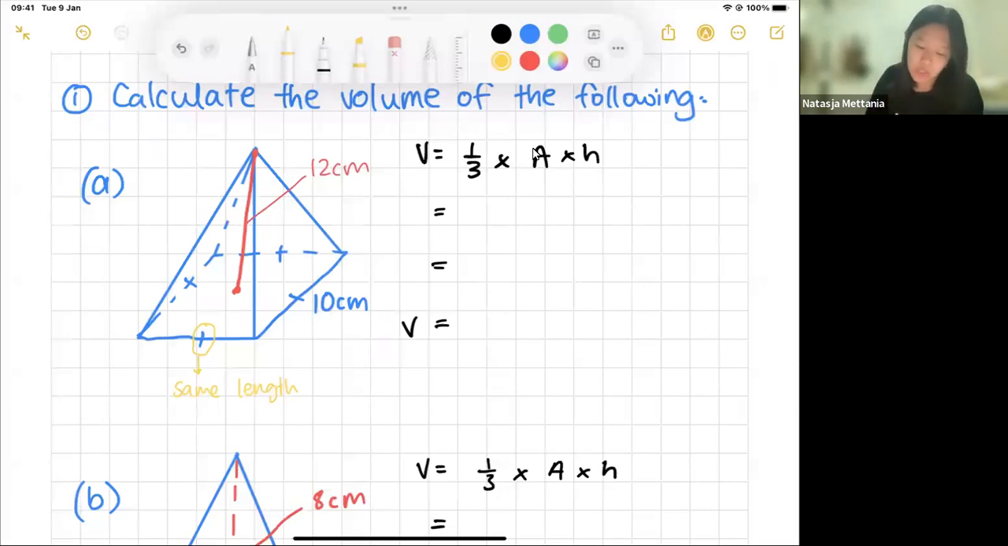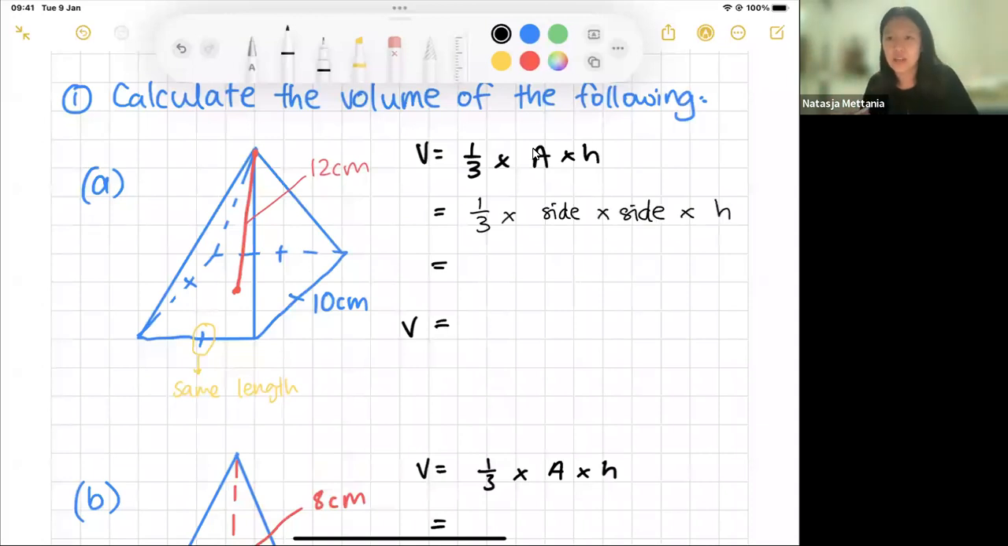Okay, so we need to go back to our area formulas of a square. Again, I've written down the formula 1/3 times capital A times H. The A will be the area formula of the base. Okay. So let's get started. 1/3 is a number, so let's just bring that down. The area formula of a square is actually side times side. If it makes it easier for you, write it down as S squared. That's up to you. I'm just breaking it down.